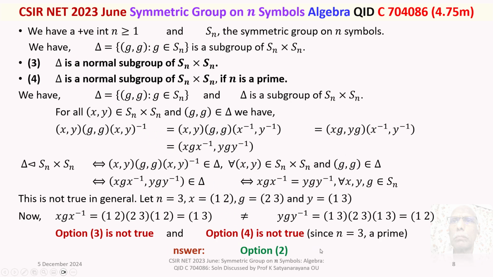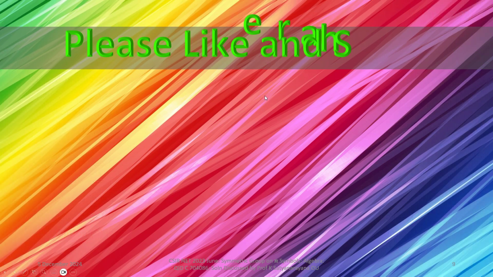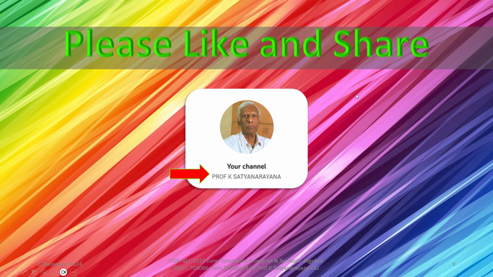That is option 2. That is the detailed discussion of the solution of the problem from group theory, which is related to the symmetric group on n symbols, namely Sn. And it is definitely a very elementary question, a simple one. Anybody can answer this. I am sure that you have understood the solution of this problem.